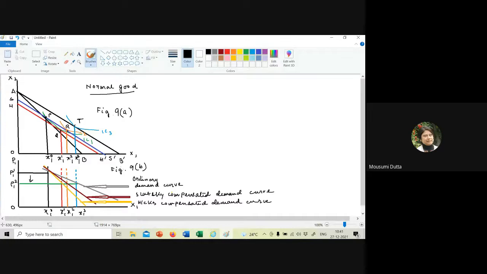Please repeat this last part. Using figures 9a and 9b, we derive the Hicks compensated and Slutsky compensated demand curves and compare them with the ordinary uncompensated demand curve for normal goods. Done? Yes, ma'am.